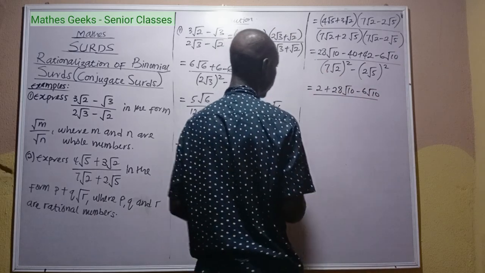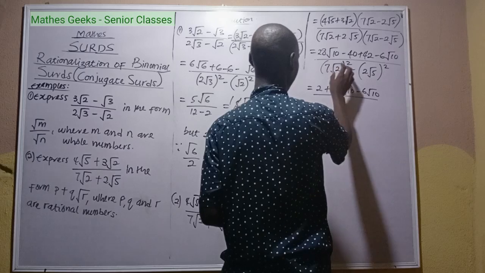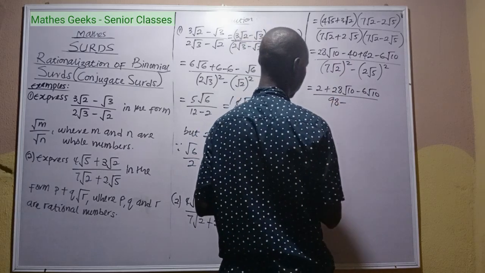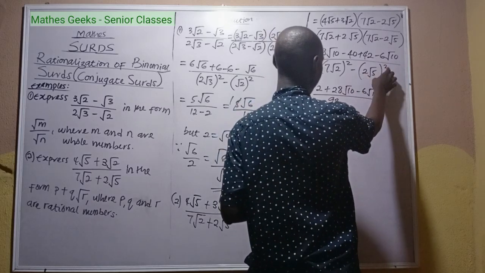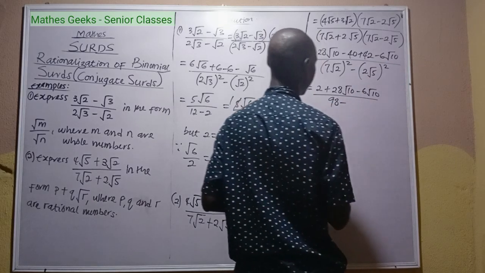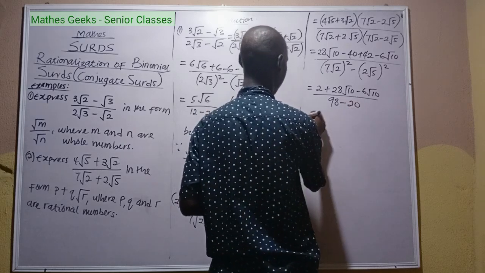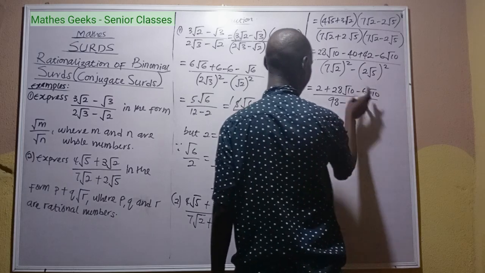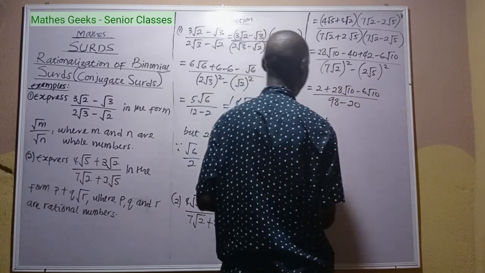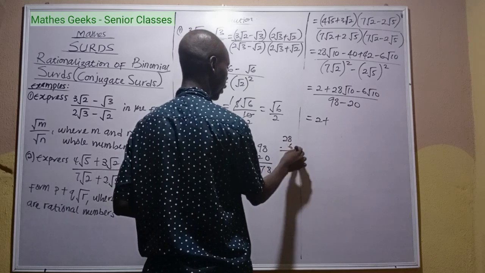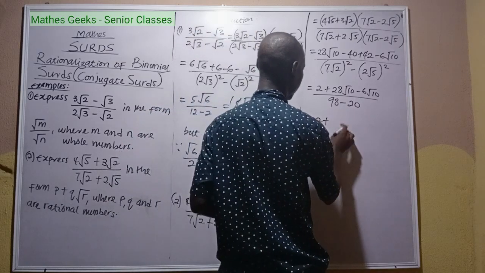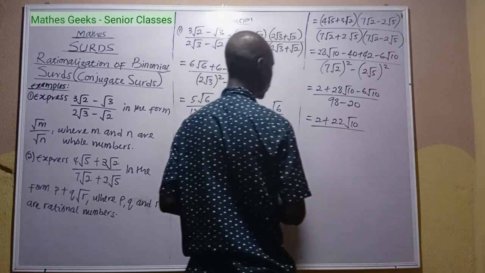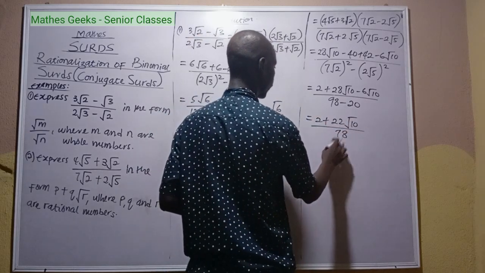Alright. The square of 7 is 49, the square of the square root of 2 is 2, and 2 times 49 is 98. The square of 2 is 4, the square of the square root of 5 is 5, and 4 times 5 is 20. Since the surds are alike, we can subtract: 28 minus 6 is 22, so plus 22 root 10. Over 98 minus 20, which is 78.